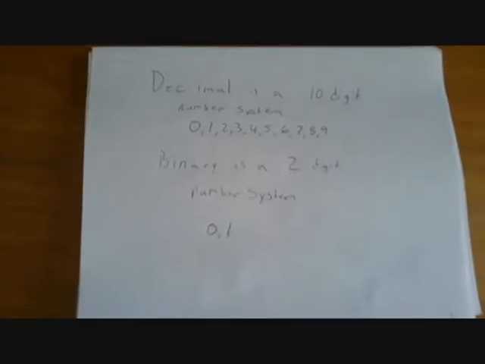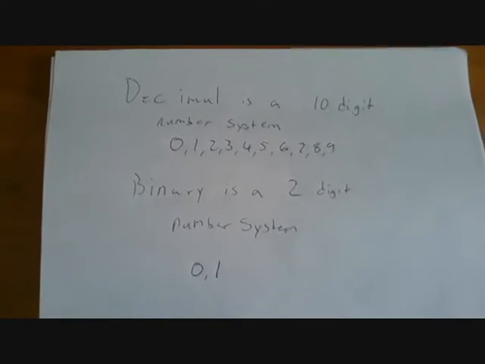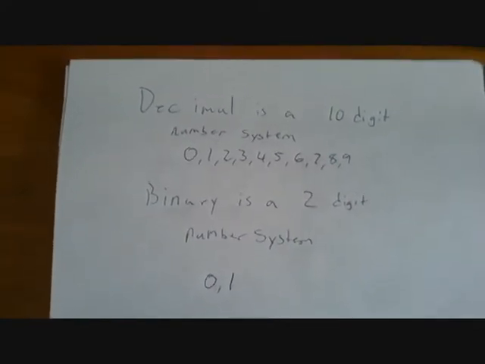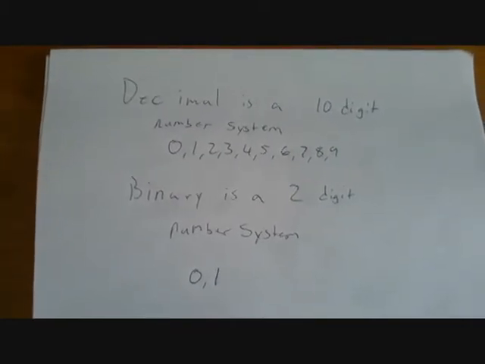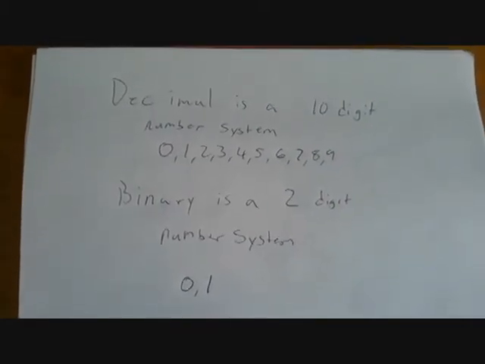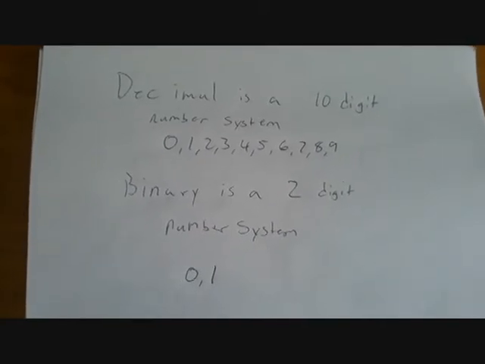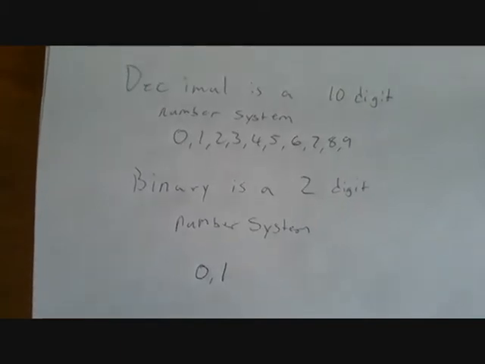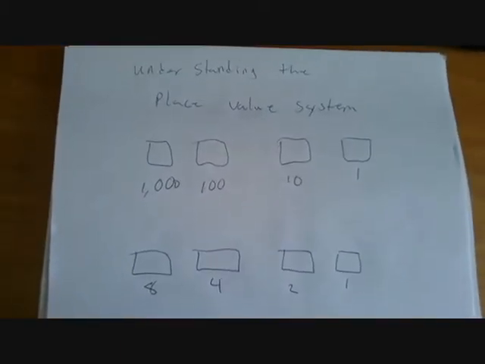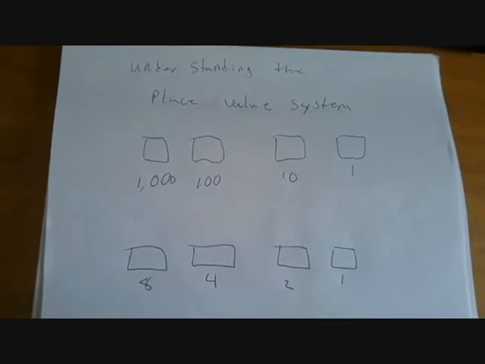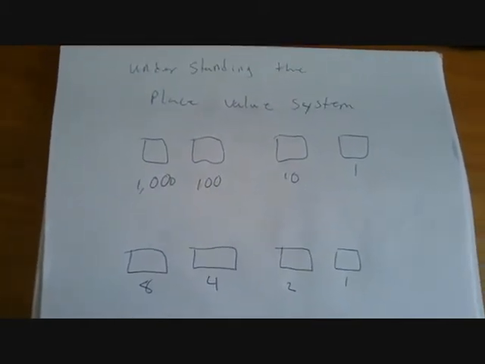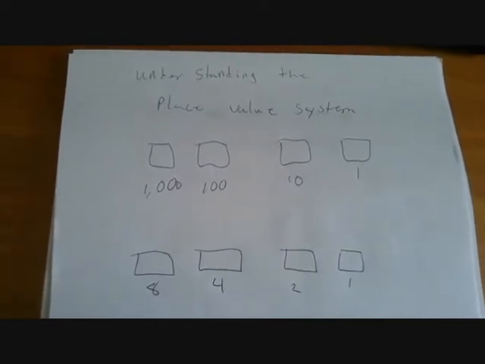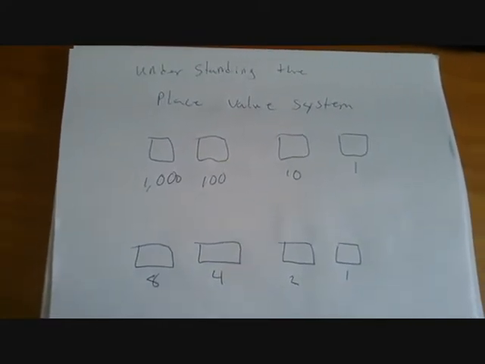We use a number system called decimal on a day-to-day basis. It's a 10-digit number system using 0, 1, 2, 3, 4, 5, 6, 7, 8, and 9. Binary is a 2-digit number system using 0 and 1. To understand how to count in binary, we must fully understand how to count. I know that seems kind of simple, but it's necessary.